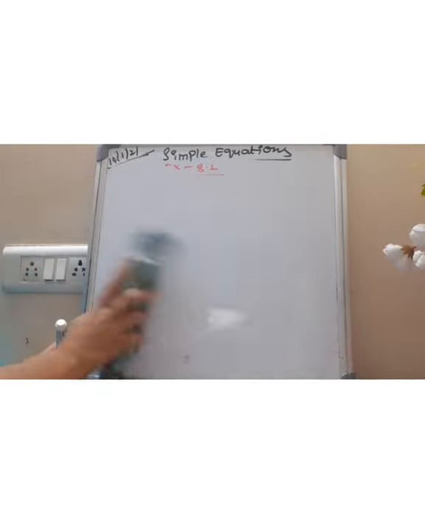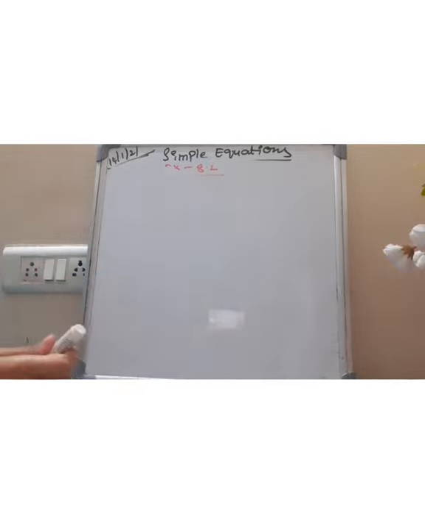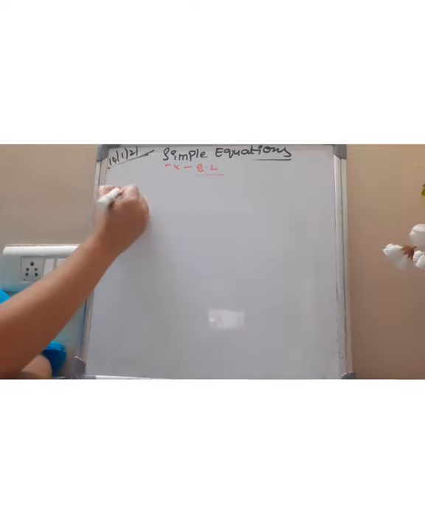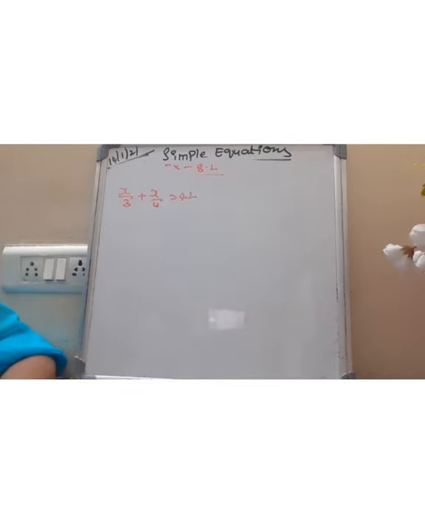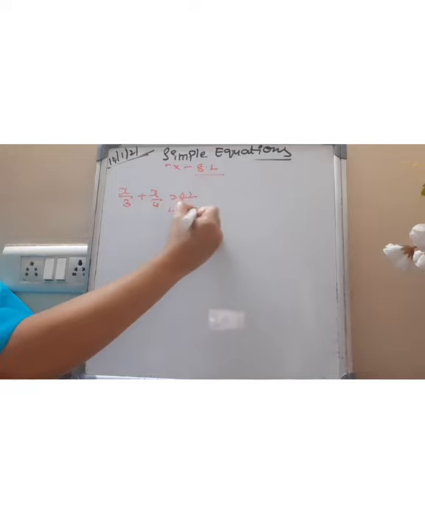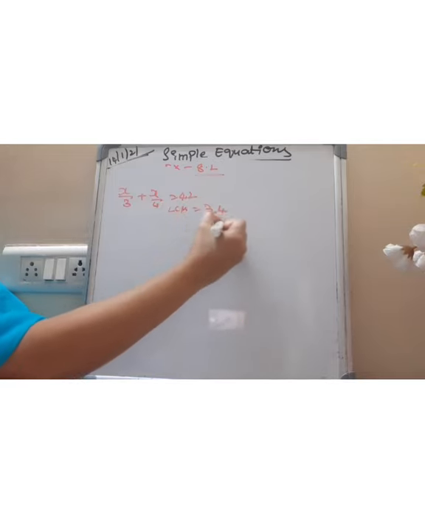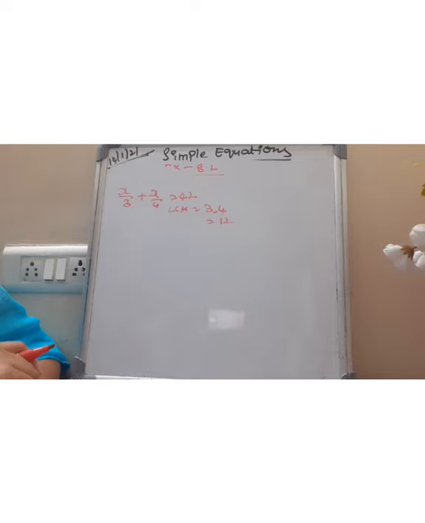I'll take the last question in this category now: x by 3 plus x by 4 is equal to 42. Here we cannot do anything directly, children, because x by 3 is there and x by 4 is there. First we will solve this by taking the LCM of the denominators, that is LCM of 3 and 4. As 3 and 4 are co-prime, directly we can multiply and write the LCM as 12.